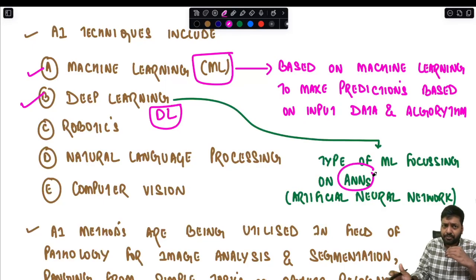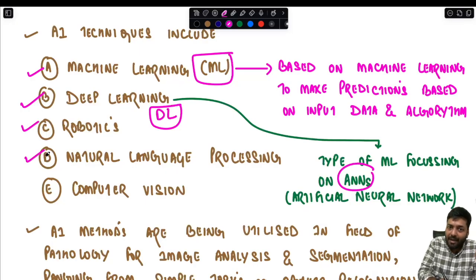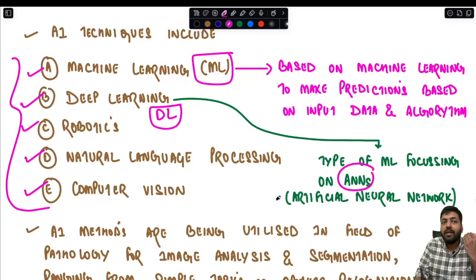What are the other techniques of artificial intelligence? It includes robotics, natural language processing, and computer vision. So these are the 5 important AI techniques. Out of them, machine learning and deep learning are very important, and they are used in day-to-day AI applications. Other AI techniques include robotics, natural language processing, and computer vision.